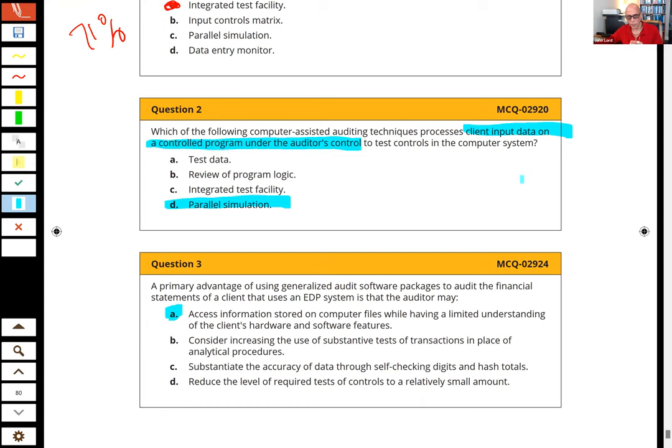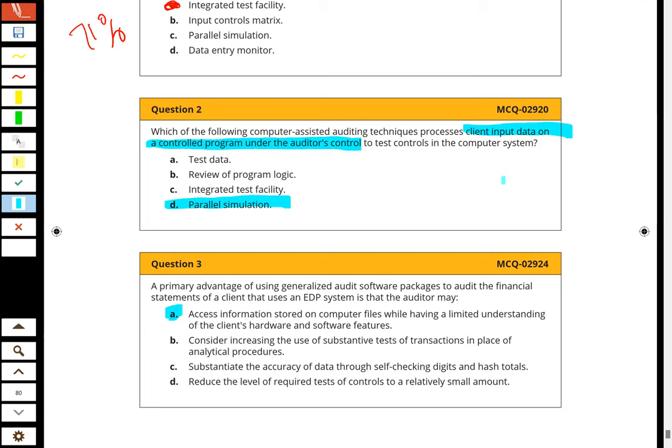Okay, when we look and we assess the risk of material misstatement, if that assessment of the risk of material misstatement is lower, we need more evidence to support that lower assessed level of control risk. In fact, if we assess our control risk at maximum, we don't test any controls. We bypass the testing of the operating effectiveness of the controls. So there's nothing about the manner in which the procedure is performed using an EDP system that would reduce the level of required test of controls. And then to a relatively small amount is just complete nonsense. It's predicated on the assessment of the risk.